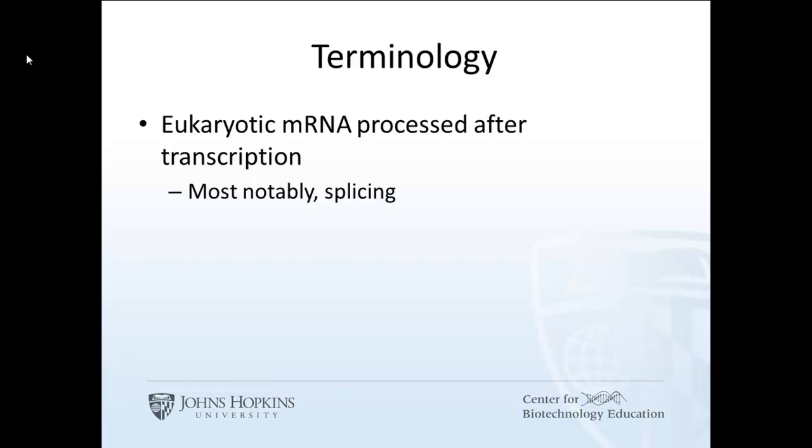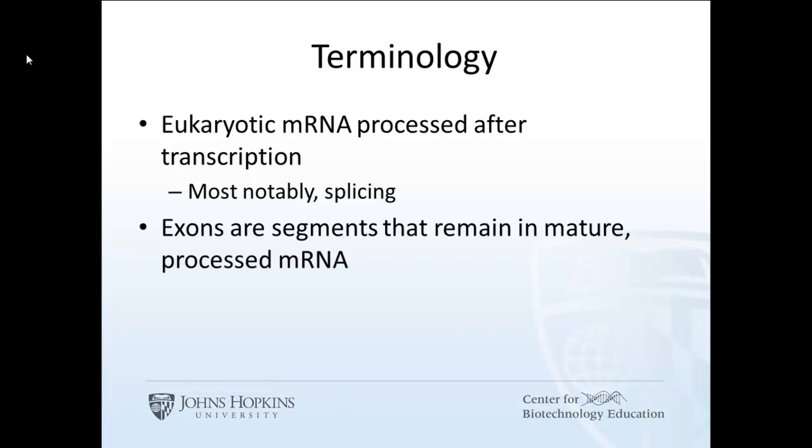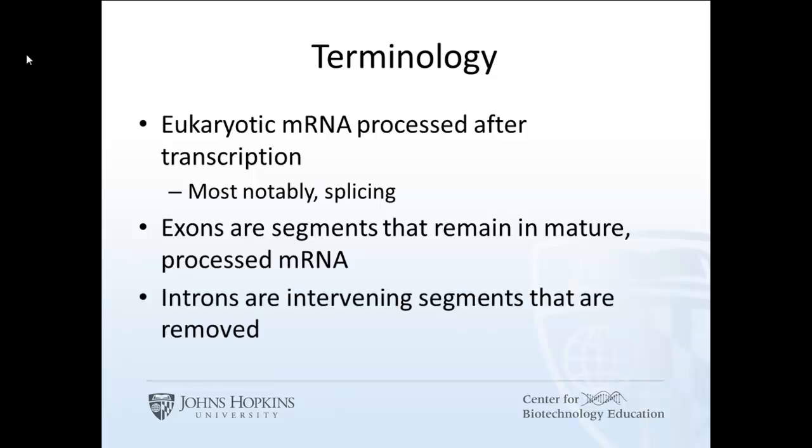Although eukaryotic mRNA is usually monocistronic, it is usually processed after transcription. Large regions are removed and the remaining segments are spliced together to form the mature spliced mRNA. The regions that remain in the mature mRNA are called exons. The regions that are removed are called introns. Odd terminology. Introns are removed, but exons stay in.